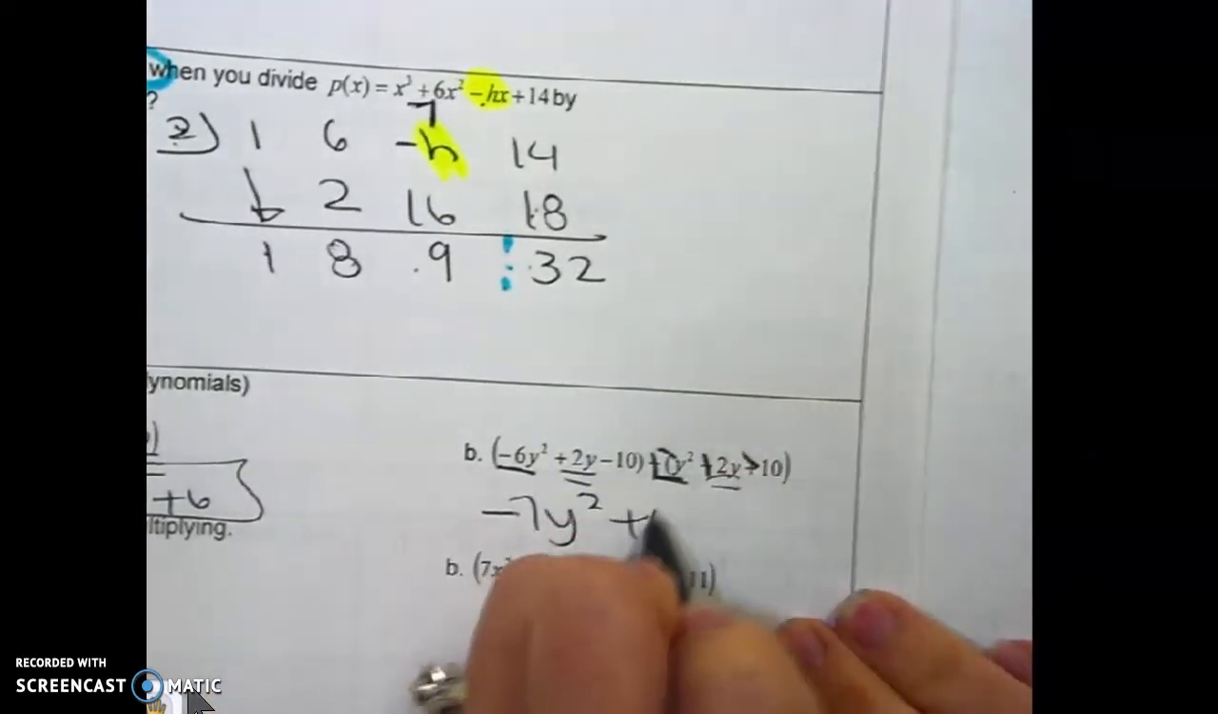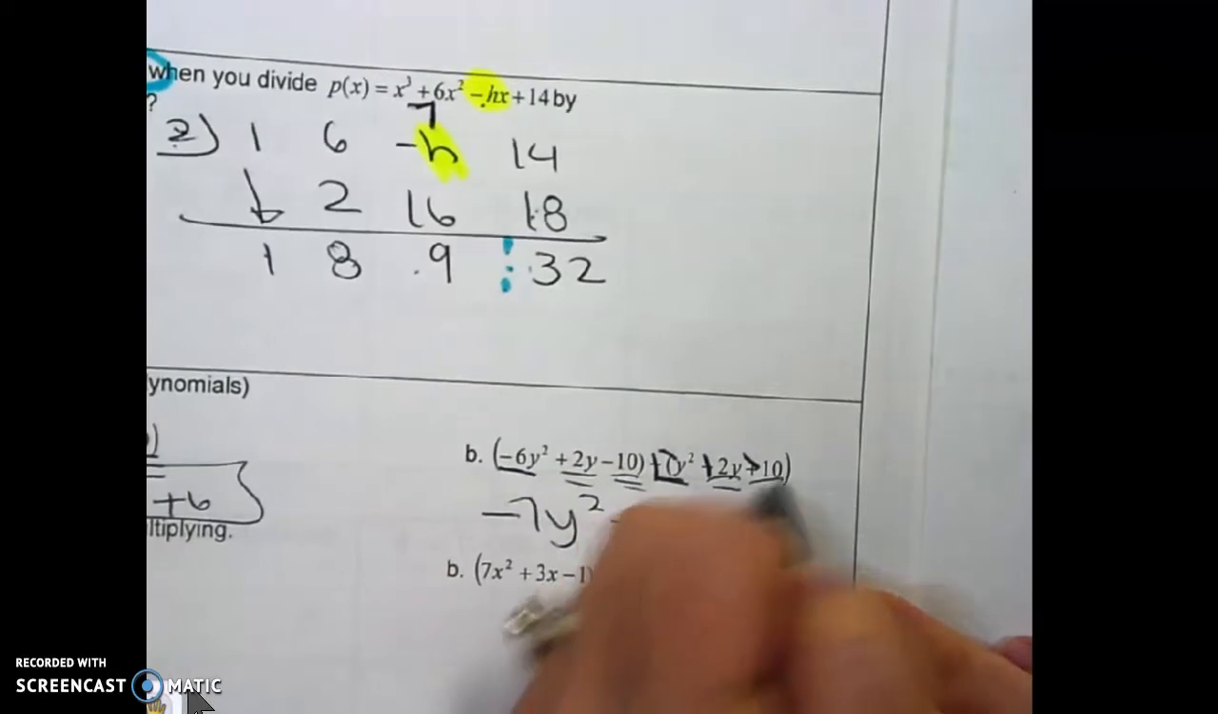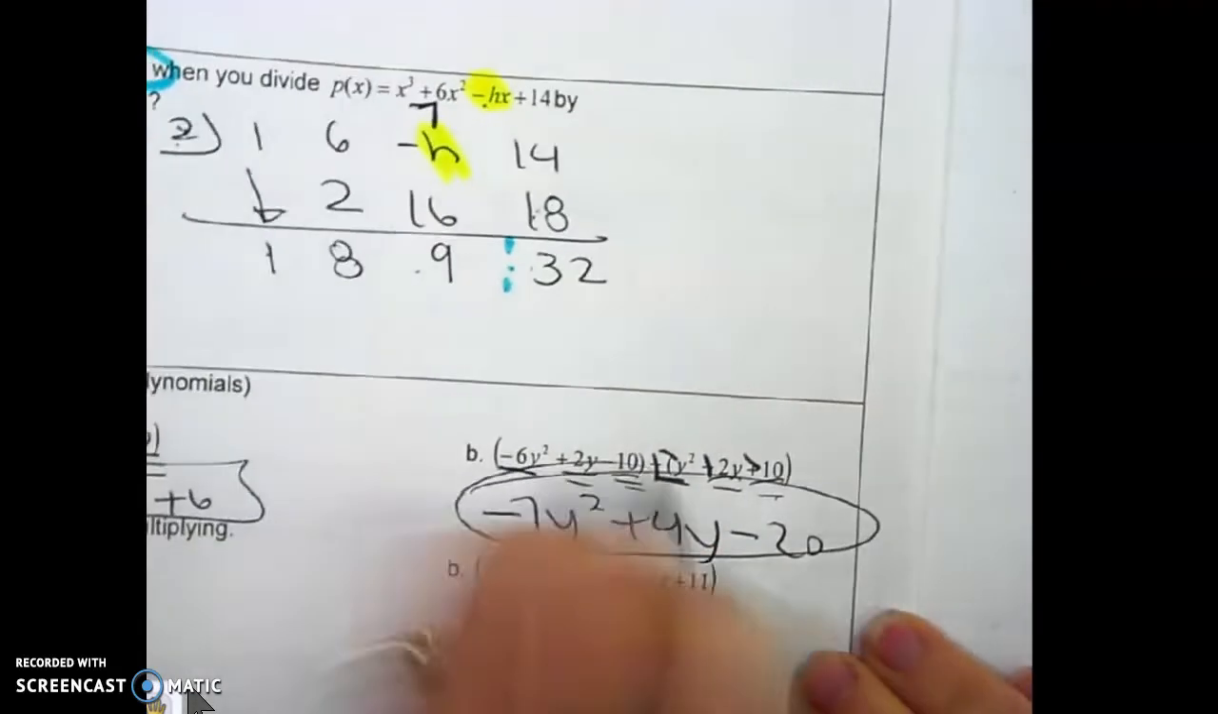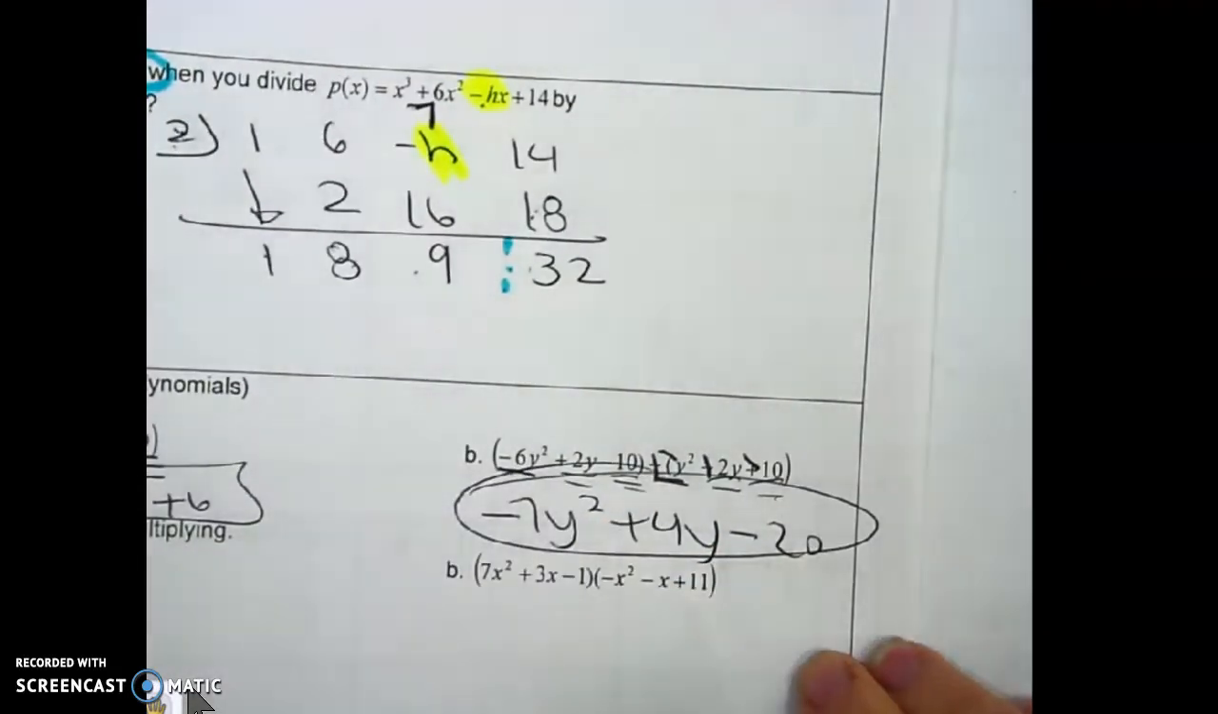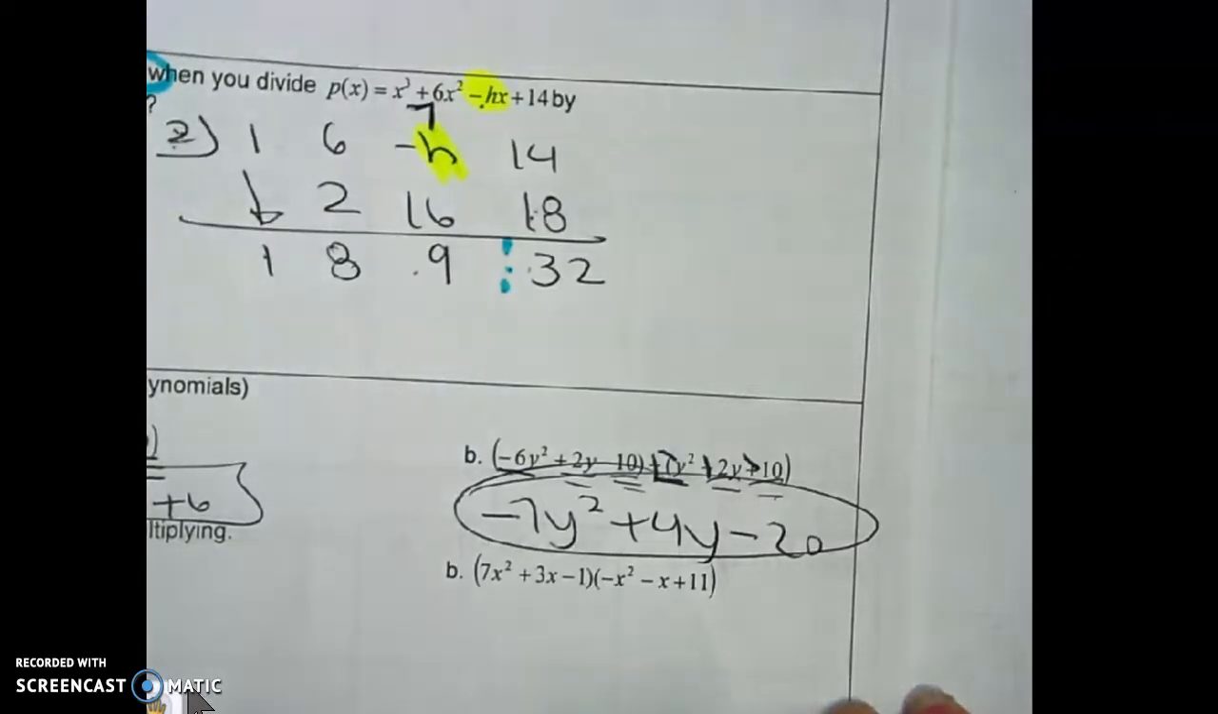2y plus 2y is 4y. And -10 and -10 is -20. If you're bad at your adding, just make sure that you're using your calculator.